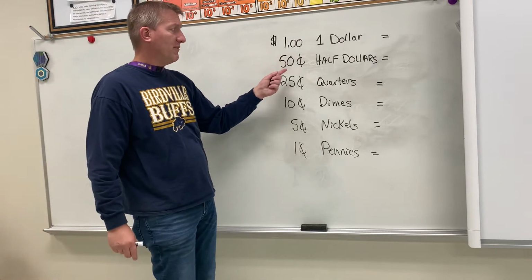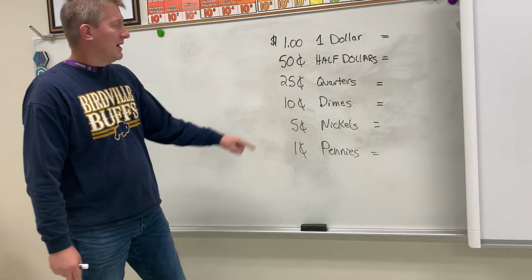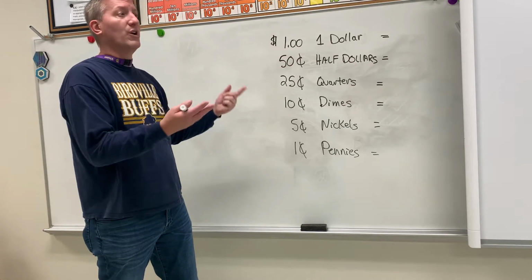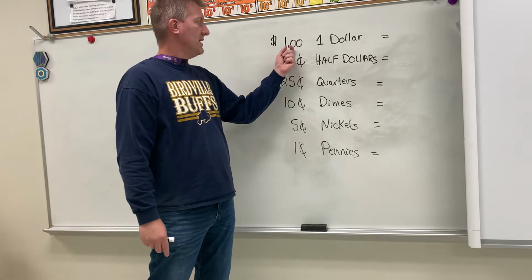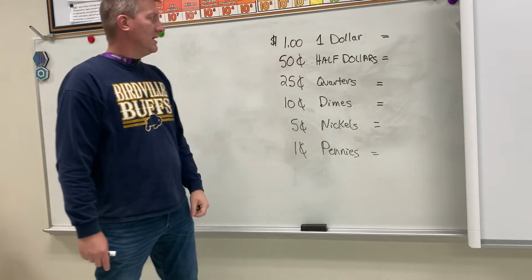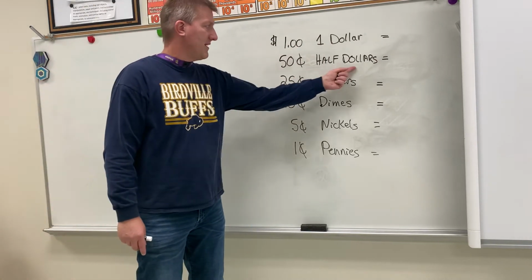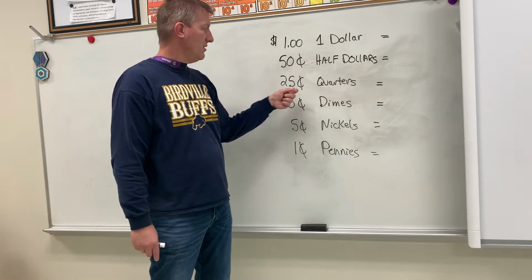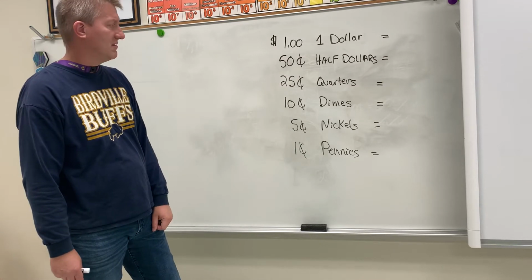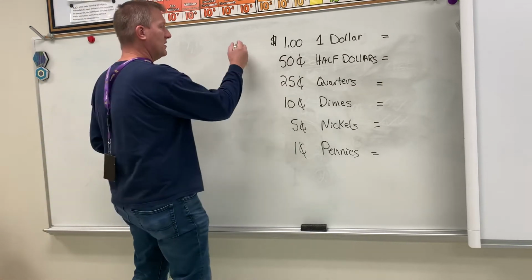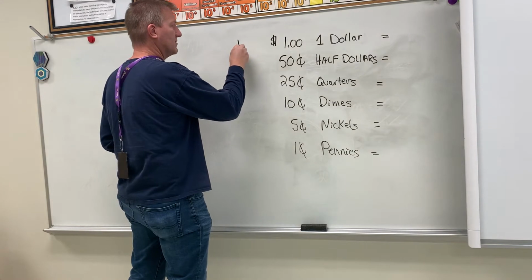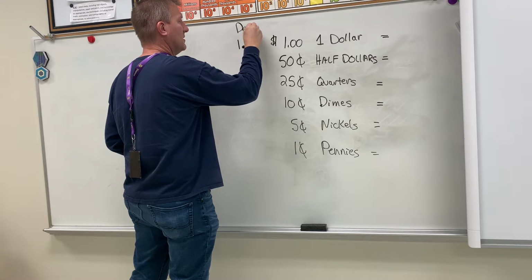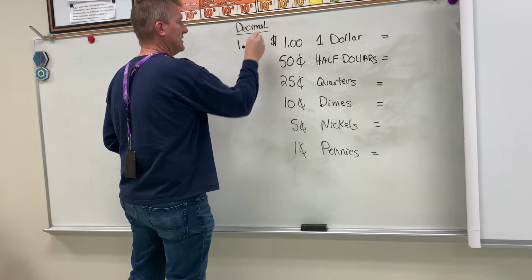So first of all, before we start adding money, let's review how much each of the amounts is worth. So $1 is $1. You have a half dollar, that's worth 50 cents. A quarter is worth 25 cents. And let's put the decimal equivalent over here also. This is what the decimal looks like.